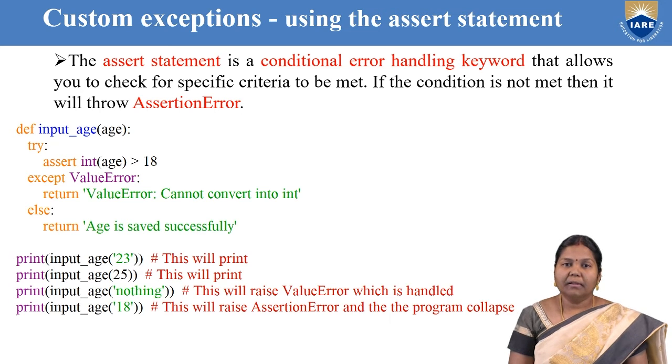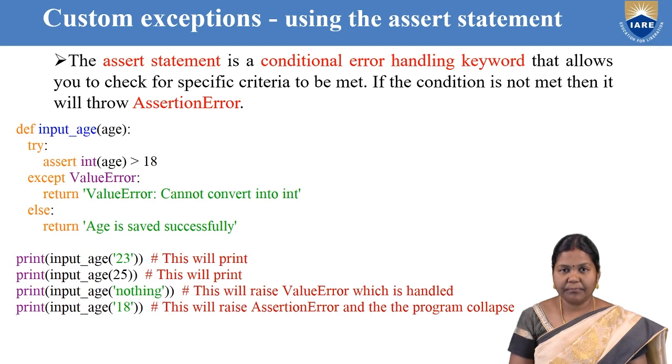Now, the custom exception can also be written using the standard keyword called the assert statement. So, what is an assert statement and how is it used? Let us see first. The assert statement is a conditional error handling keyword that allows you to check for a specific criteria to be met. Whenever you do not meet the specific criteria, then the AssertionError will be thrown. Now, how this AssertionError will be thrown, let us see this first.